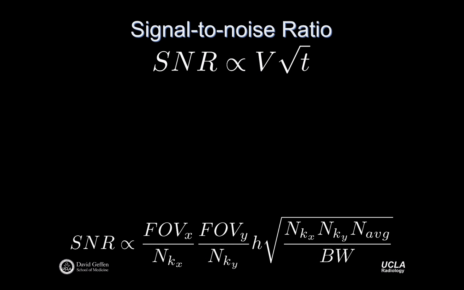If our bandwidth is high, then this time is going down, and our signal to noise is going down. So high bandwidth decreases signal to noise.